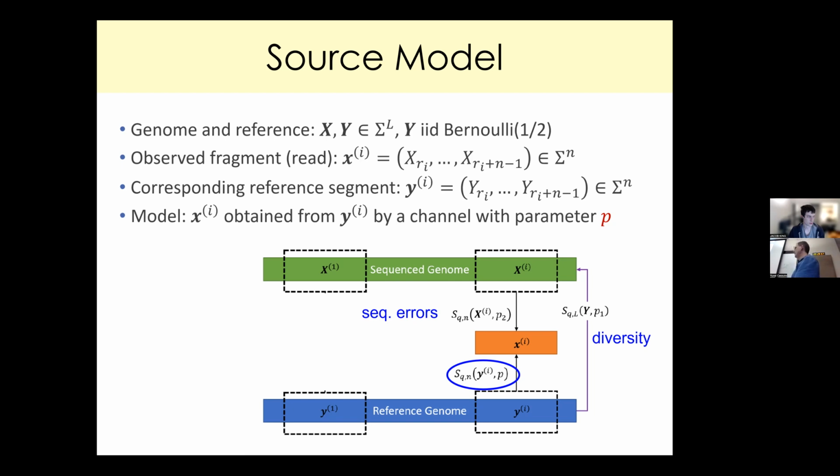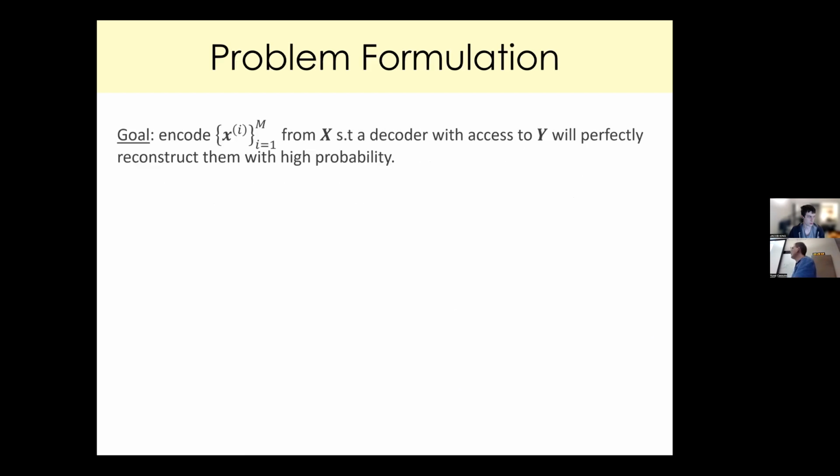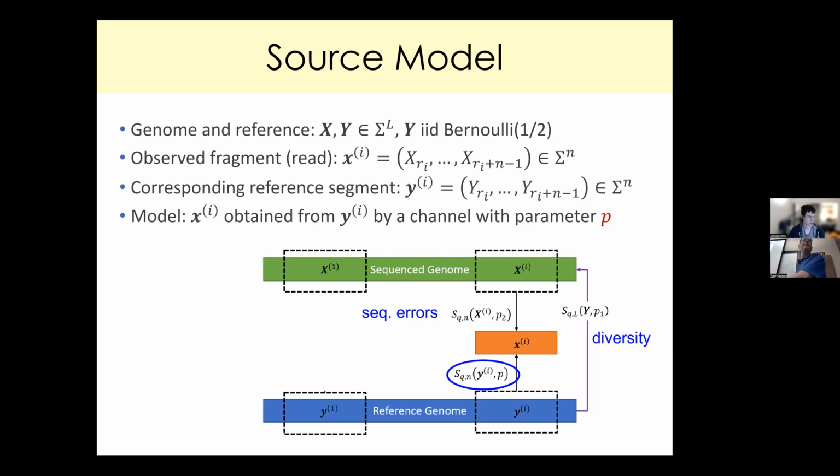So that's the similarity model. Sure. So you have your reference Y on the other side. Remember, that's pretty similar to Y. You don't know exactly where the differences are.